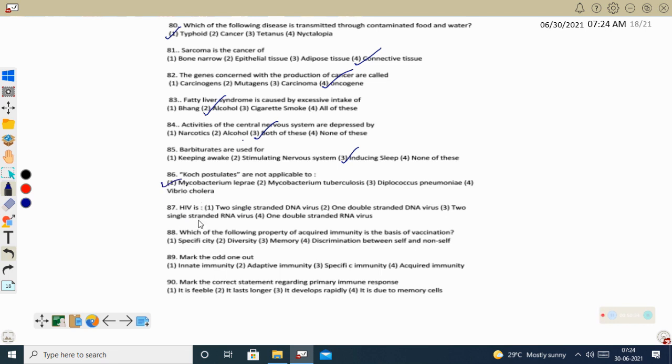Next question, HIV, it has 2 single-stranded RNA and it has 2 reverse transcriptase enzyme. So here 2 single-stranded RNA virus, that is the correct option. C is the correct option. Next question, which of the following property of acquired immunity is the basis of vaccination? Specificity, diversity, memory, discrimination between self and non-self. See, vaccination, that is based on always memory.